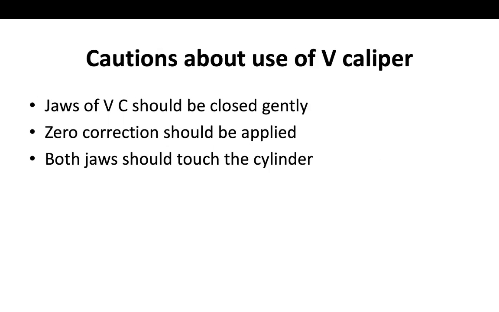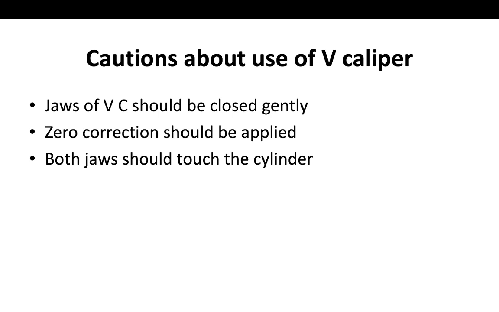So these are the cautions we should take while using the vernier caliper. The jaws of the vernier caliper should be closed gently, not harshly, otherwise there will be friction or you will harm the equipment and it will affect your measurements. Zero correction should be applied. Sometimes we never check the zero error and we just do the measurement, but we have to check the zero error and then apply it to the real measurement.